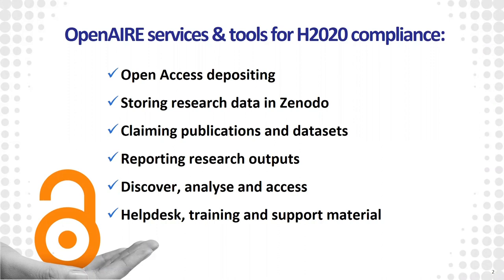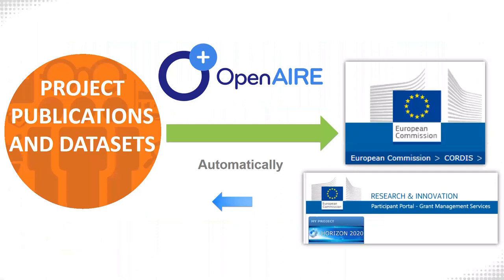Some services related with reporting publications and research outputs, and also linking publications to projects or to other research outputs, and services for discovering information, for analyzing all the content that we have available in the infrastructure. So first of all, it's important for you to be aware that the information that OpenAIRE is collecting and linking to Horizon 2020 projects is automatically available in the participant portal. So this is quite important.